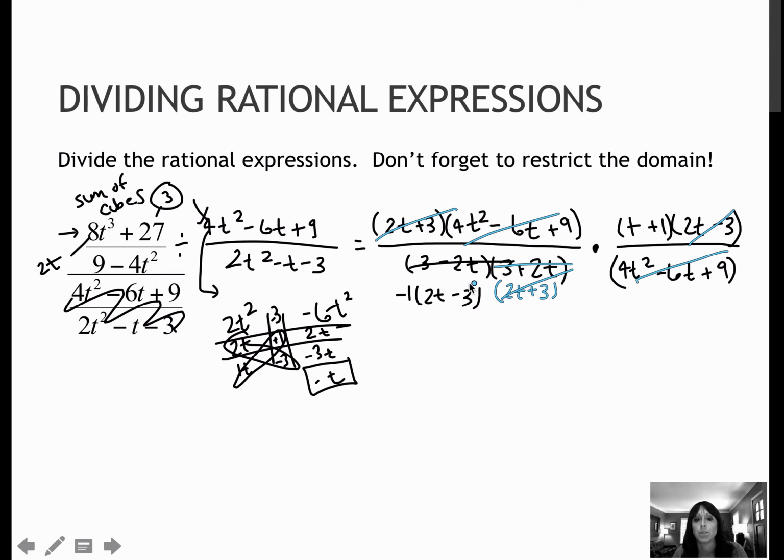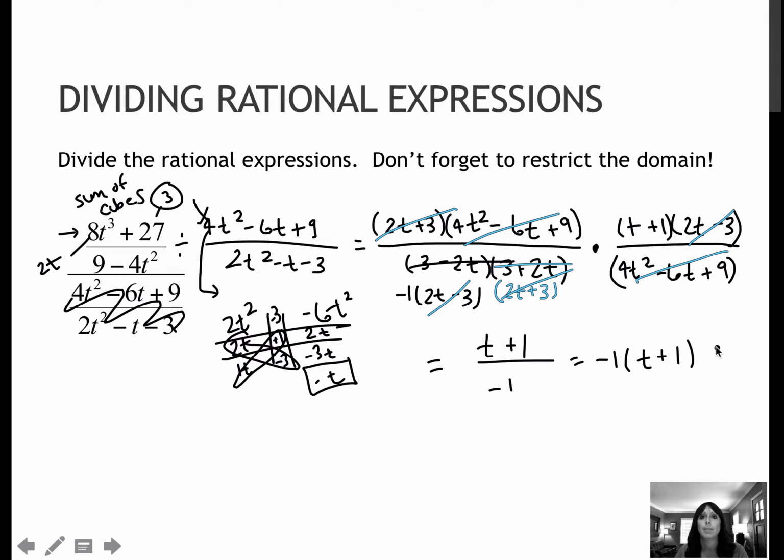Now I can reduce the 2t minus 3's, and on the top of my fraction I'm left with only t plus 1, and on the bottom of my fraction I'm left with only negative 1. Now we don't like to write fractions that involve negatives as a denominator, so I'm going to move that out front. But notice when I move it out front I don't really have a denominator, because a denominator of 1 doesn't matter. So essentially I have negative 1 and t plus 1.